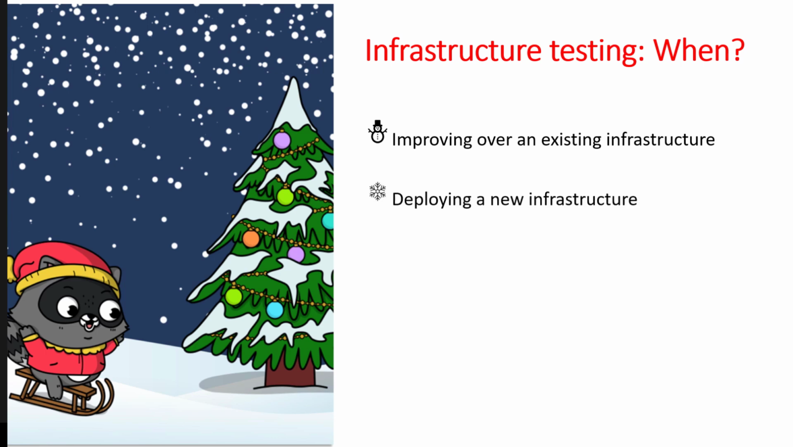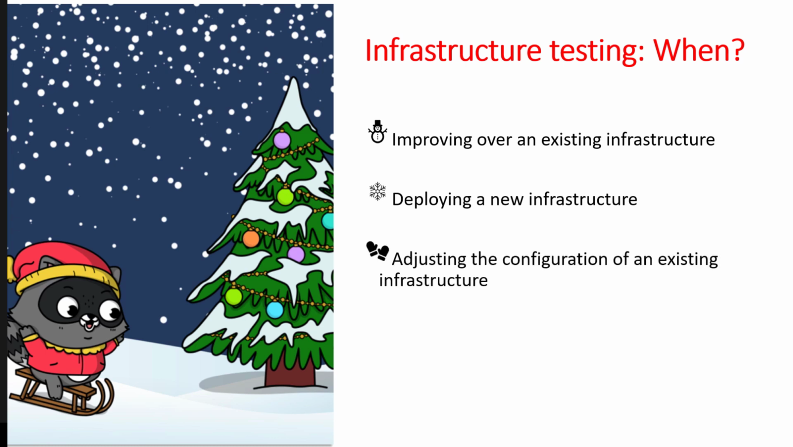The second use case, an obvious one too, is when you deploy a new infrastructure. You want to ensure and validate that what you've deployed is exactly what you were expecting to deploy. And finally, a third use case is when you want to adjust the configuration of an existing infrastructure, and you want to ensure that this adjustment or modification has no impact over the untouched part of your infrastructure.